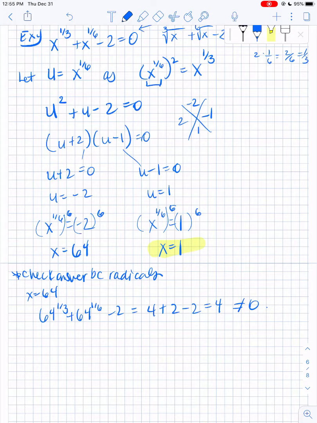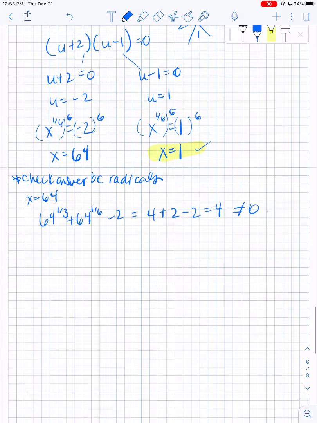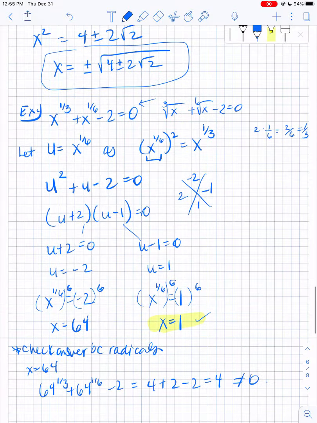So I find out x equals 1 checks out, but my answer for x equals 64 does not. Because 64 to the 1/3 plus 64 to the 1/6 minus 2 equals 4 plus 2 minus 2, which equals 4, but that does not equal 0. So my x equals 64 answer doesn't work, but my x equals 1 answer works.